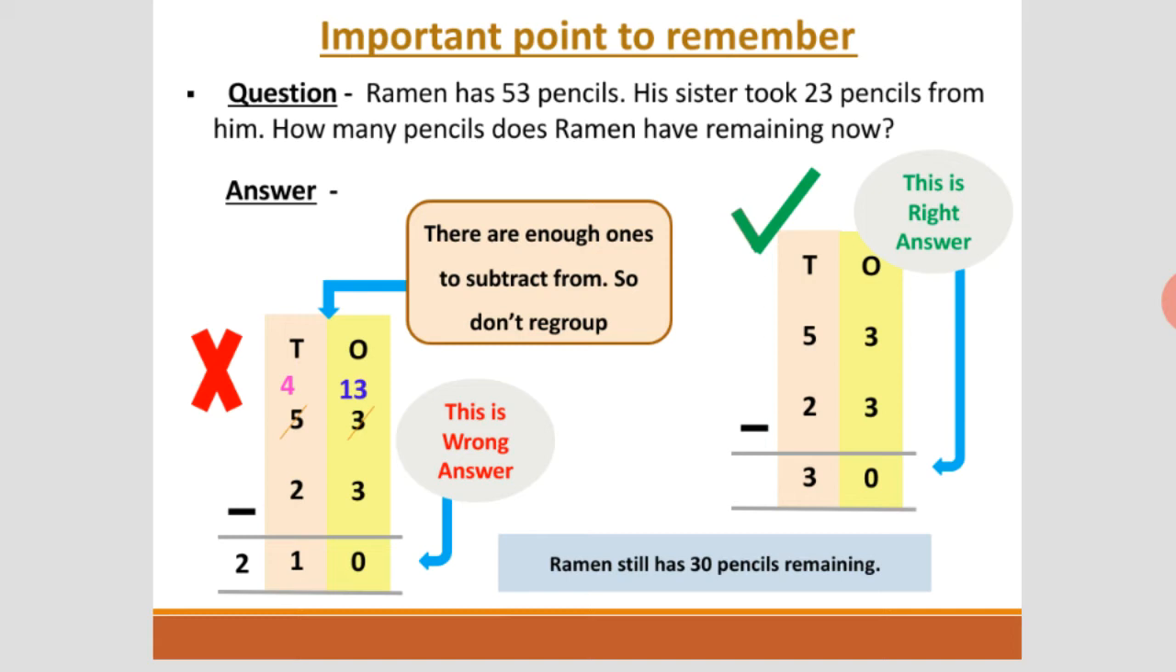Now let's discuss the second example. 3 minus 3 in the ones column, 5 minus 2 in the tens column. Subtract 3 minus 3 is equal to 0 in the ones column. 5 minus 2 is equal to 3 in the tens column. The number 53 minus 23 is equal to 30. Now we got the answer 30. This is the correct answer, without regrouping. Thus Raymond still has 30 pencils remaining.